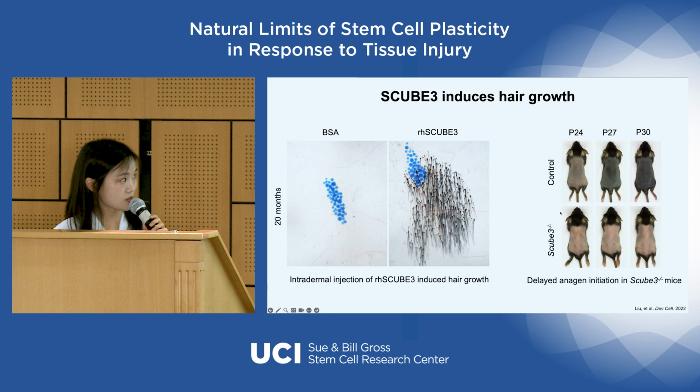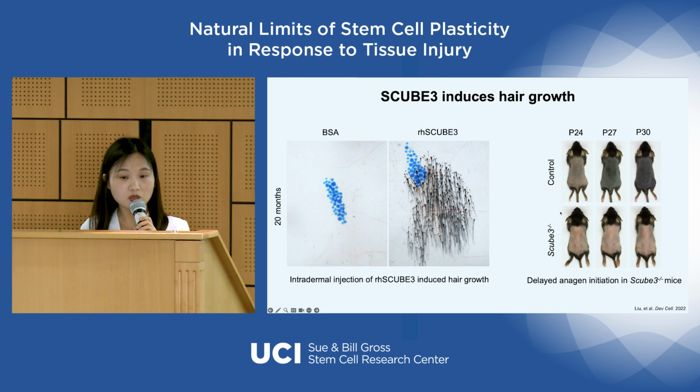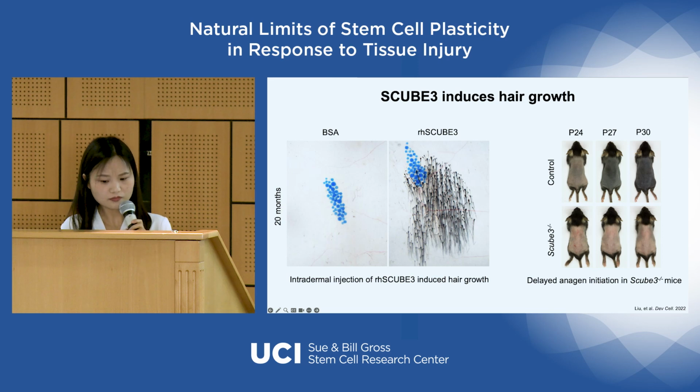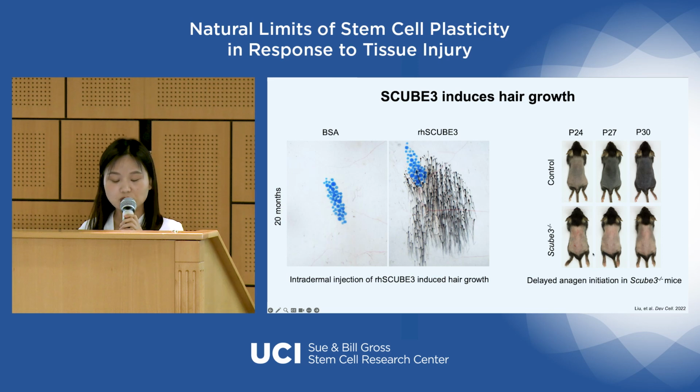To test this, we injected the SCUBA3 protein into the mouse skin to see if it can induce hair growth. As you can see here, compared to the control site where we injected the skin with control protein BSA, the injection sites with SCUBA3 protein showed dramatic hair growth. And also the mice with SCUBA3 gene deletion showed delayed anagen initiation. All these results suggested that SCUBA3 indeed can induce hair growth.